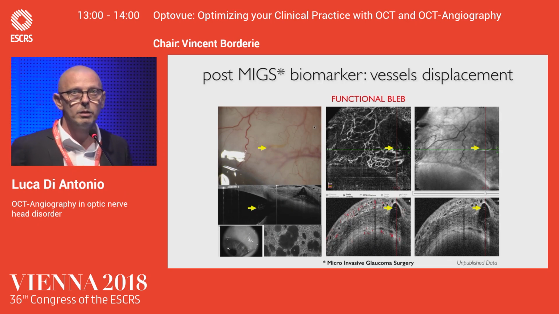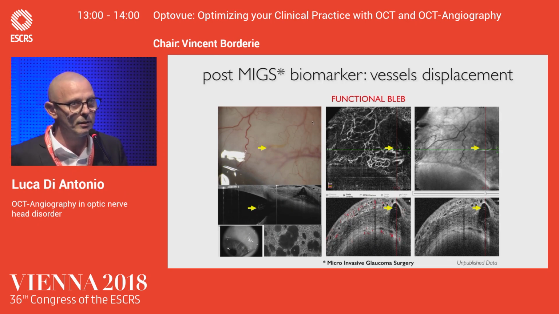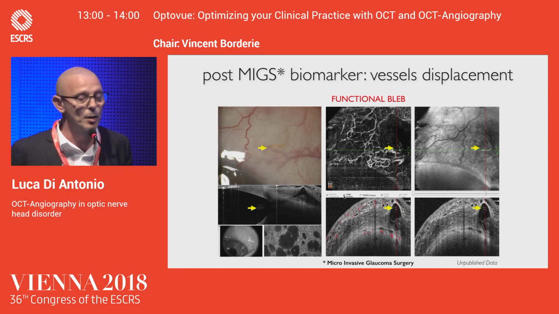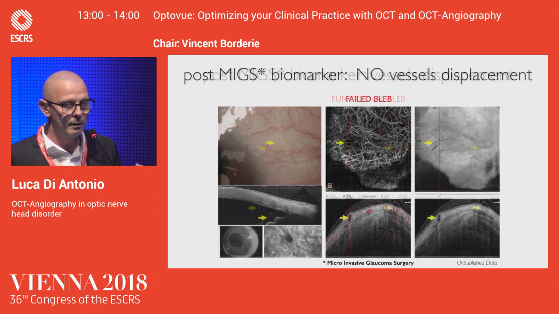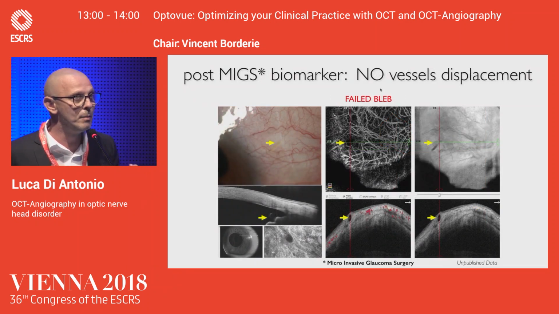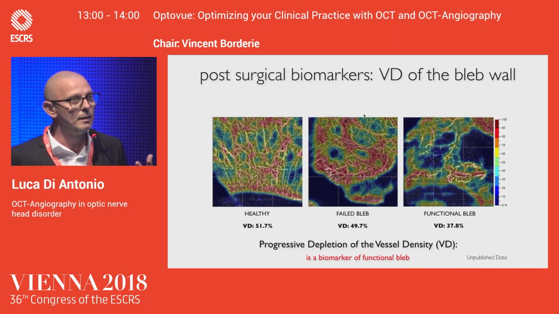It's possible now to translate the posterior imaging to the anterior imaging and to study the surgery and its effect on the vascularity of the bleb. This is a case of a functional bleb after microinvasive glaucoma surgery, and you can see that there is a displacement of the vessels. That's the typical sign of the functional bleb. Contrary to this, in a failed bleb, you can see that there is no displacement of the vessels. And so the vessel density of the bleb could be considered as a biomarker of the functionality of the bleb.